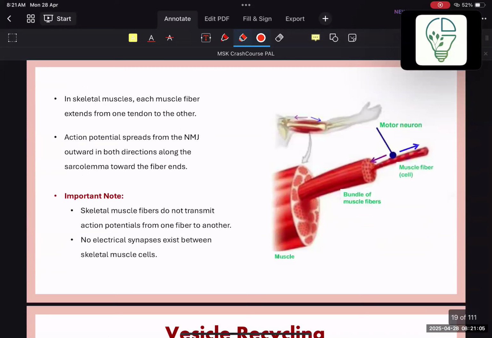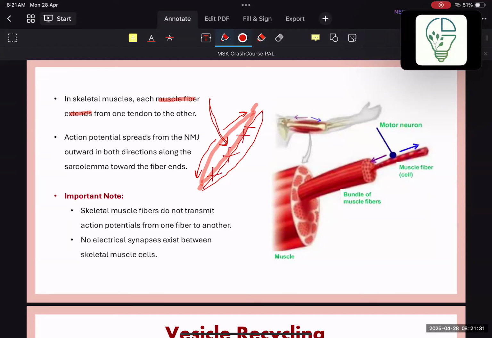Now, this slide just has some more general rules, starting with that obviously each skeletal muscle fiber will extend from one tendon to the other, and then the nerve will just kind of come in the middle of this muscle fiber, and the depolarization will occur in both directions, like this. It's really important to note that we do not spread the action potential from one muscle fiber to the next. We do not have gap junctions along the two, allowing the spread of electricity between skeletal muscles. Every skeletal muscle fiber has to be innervated by a neuron.